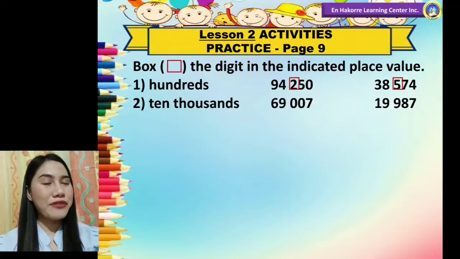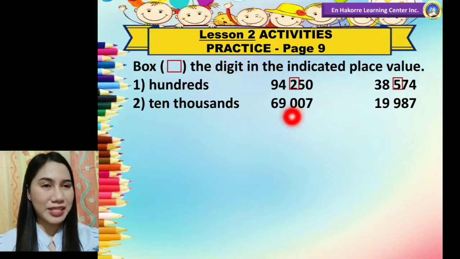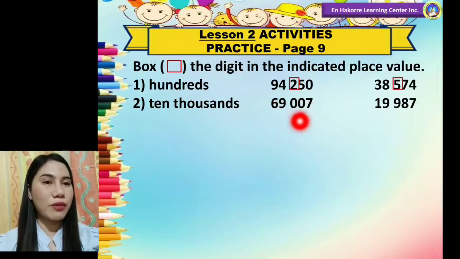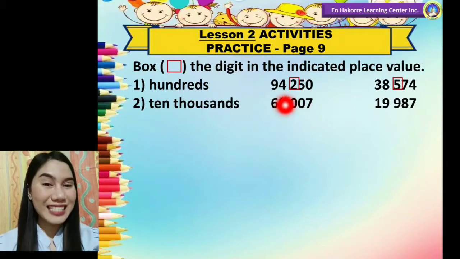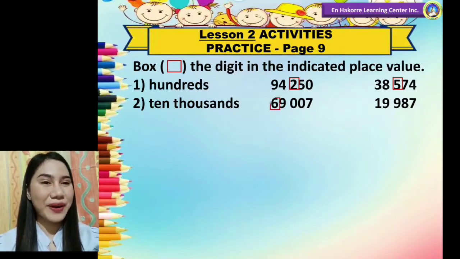So children, you have there the number 69,007. Okay, so as the first number in number 2, what we are going to look at is the 10,000s place. By looking at the 10,000s place, all we have to do is to count the place value of each digit here in the given number. Okay, so we have there the ones, the tens, hundreds, thousands, 10,000s. So what number is in the 10,000s place? It is number 6.